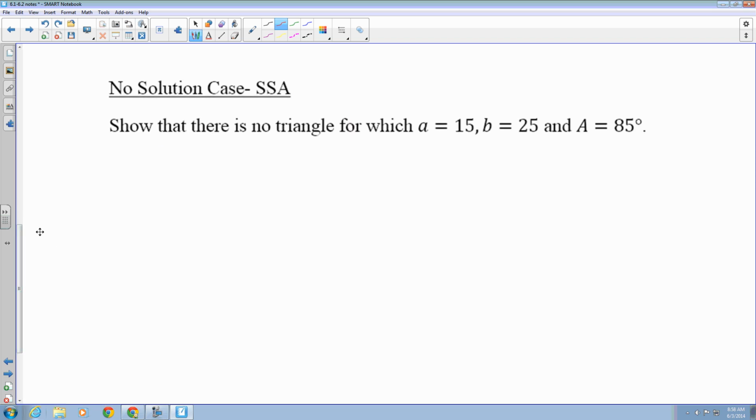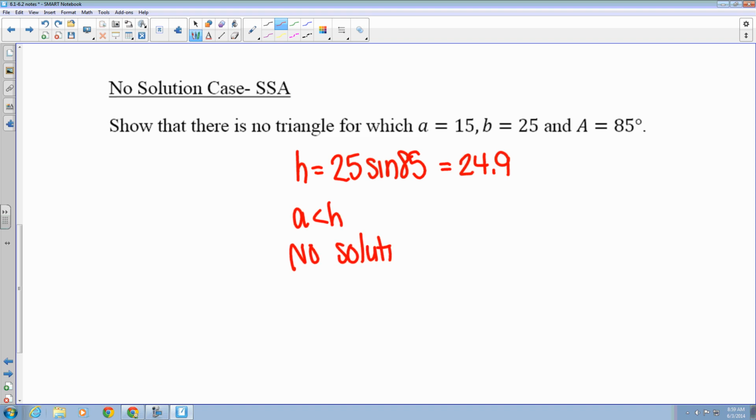No solution case. I'm going to calculate my h first. My h is 24.9. Looking at my chart on the previous page to compare the h to everything, it looks like my a is less than h, which it is. 15 is less than 24.95. So it's no solution. I don't even have to go through and find everything. If you tried to go through and find everything, one of your angles wouldn't work, so then you would know it's no solution.